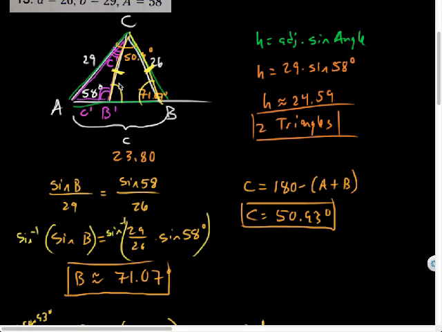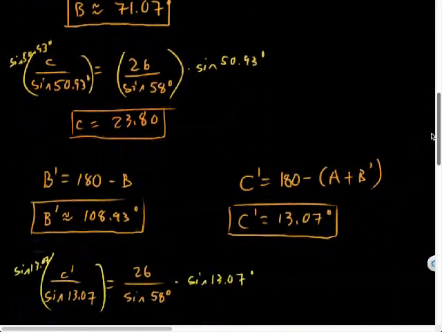And then the big stepping stone that allows me to get the second triangle is the base angles theorem mixed with the linear pair postulate, allowing me to find that angle B prime right there. So that's the idea for that problem.